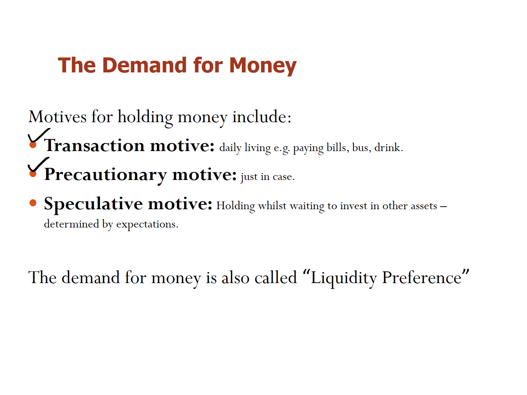Second motive is your precautionary motive, just in case. Who knows what will happen? I might be walking and I might hit someone selling some eggs and then have to pay for the eggs, just in case something happens. So I hold some money. Final reason for holding money is a speculative motive. So you're holding whilst waiting to invest in other assets. So you don't know what's going to happen. Let me hold some money, and then maybe an opportunity might arise and I will do something profitable.